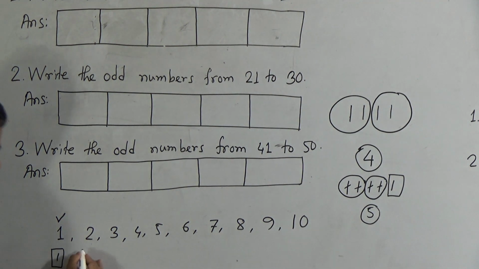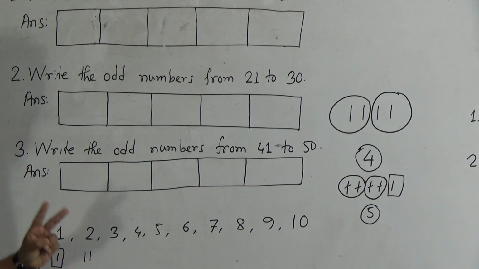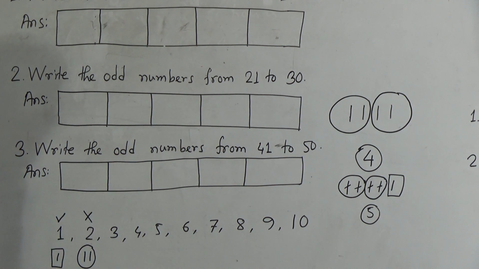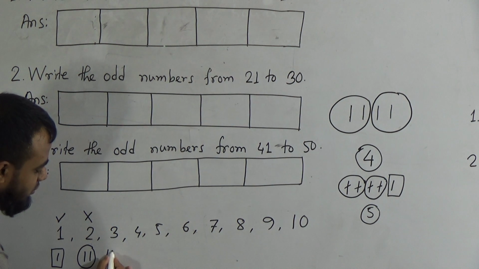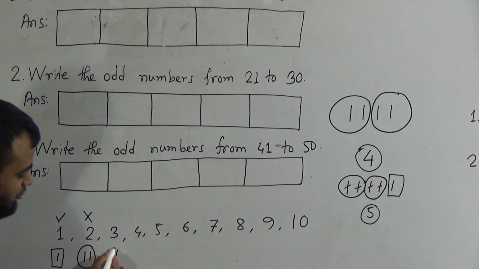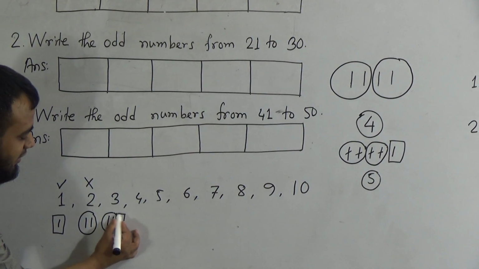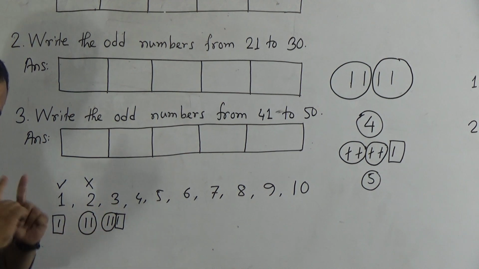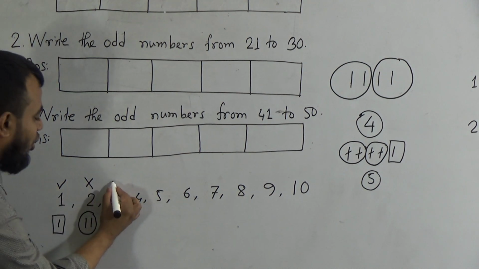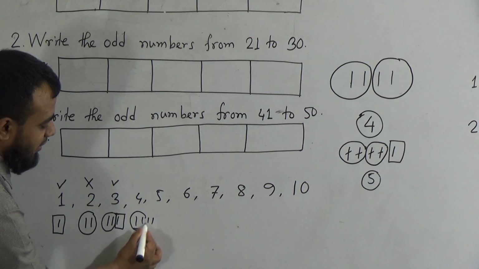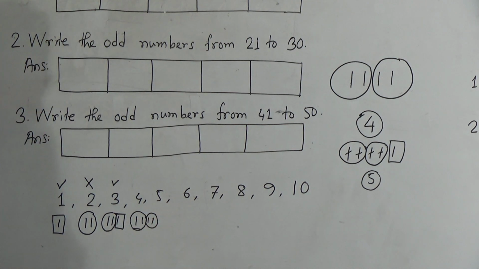Okay, now 2 means two sticks. We already know that 2 makes a pair, so it's not an odd number. Now 3, it is 1 2 3 sticks. These two sticks can make a pair, but this stick remains alone, that is why 3 can't make pairs, so it's an odd number. Now 4, there are 4 sticks. These two sticks can make a pair, and the next two sticks also can make a pair, so 4 is not an odd number.